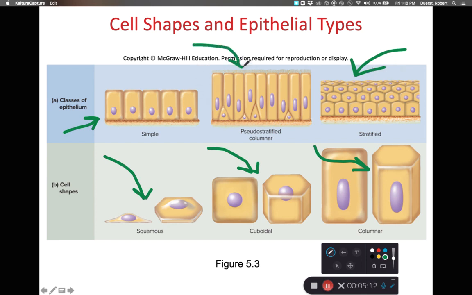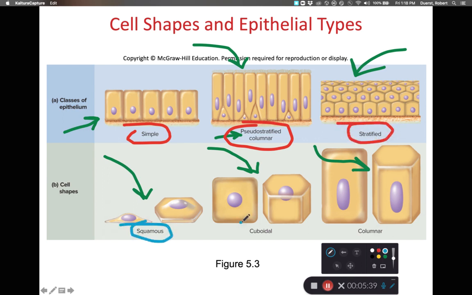And then here's the in-betweeny. This in-betweeny looks like there's more than one layer, but every single cell touches the basement membrane. So we call that pseudostratified. It looks like it's stratified, but it's not actually. It has false layers or pseudo-stratification. So we can mix and match these terms. You first will take one of the terms in red and then combine with a term in blue.